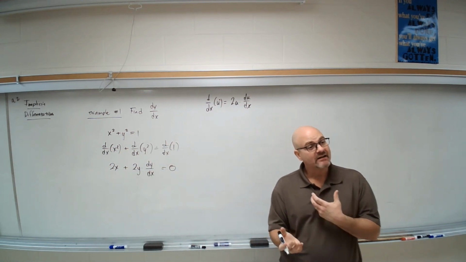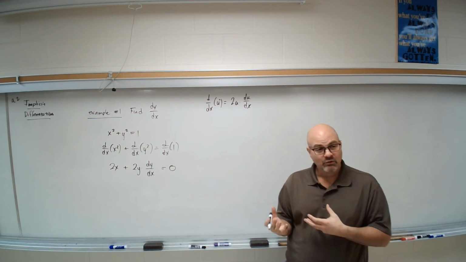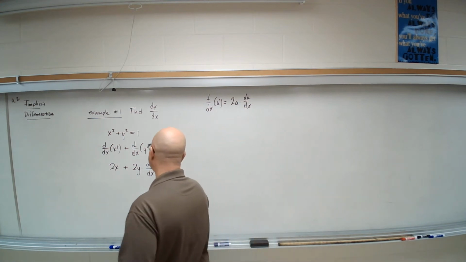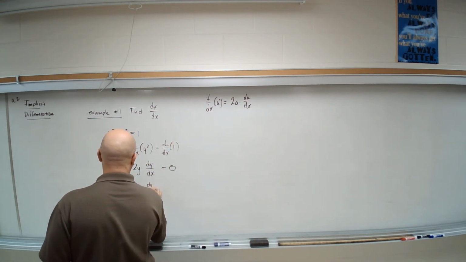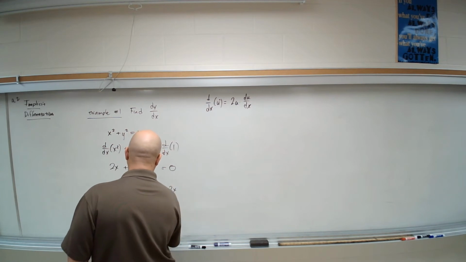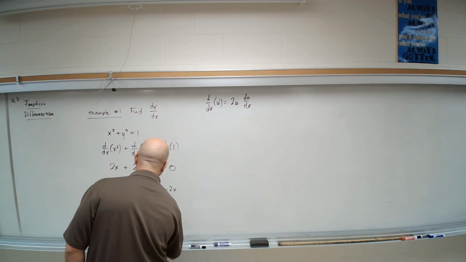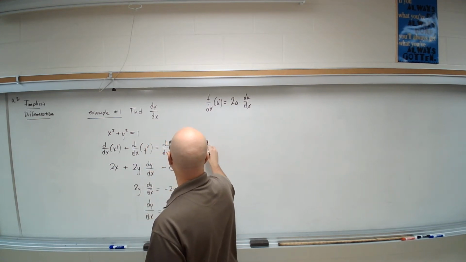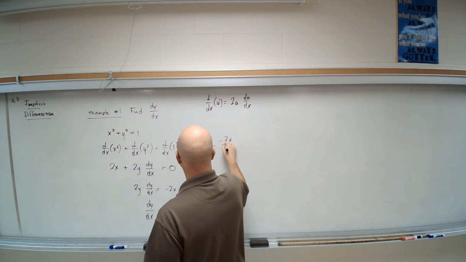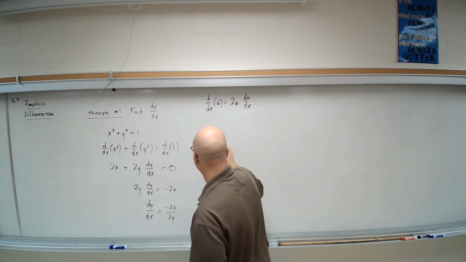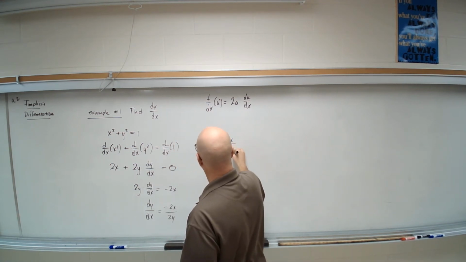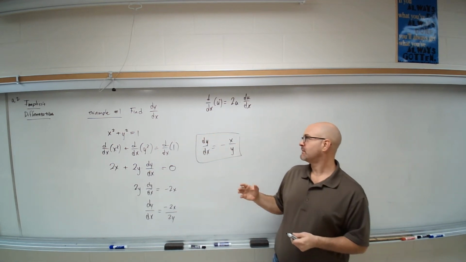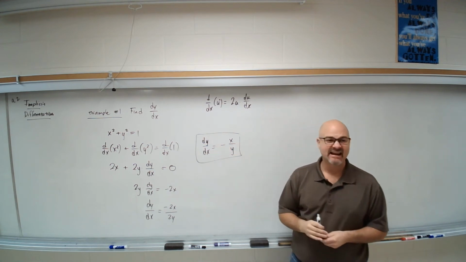Okay, so now in this case, we're going to actually write dy over dx equals. So we'll subtract 2x from both sides. We will divide both sides by 2y. And we get that the derivative of y with respect to x is negative x over y. So that would be our derivative of y with respect to x is negative x over y.